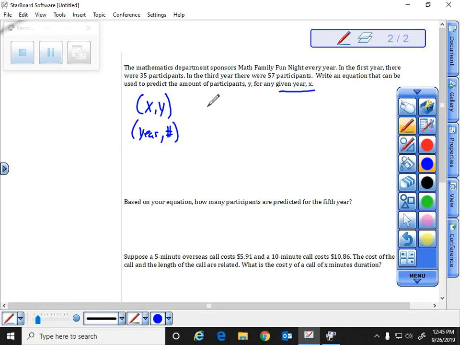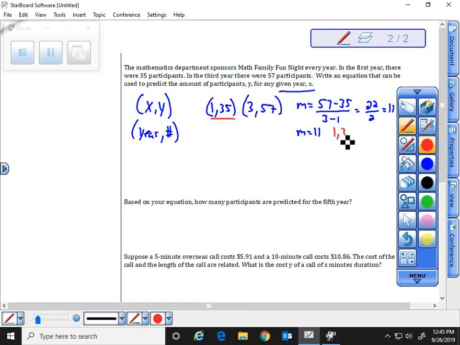So in the first year, that's going to be year 1, there was 35 participants. And in the third year, that's year 3, there were 57 participants. So that looks like our setup. We're going to solve for y. Let's get into y equals mx plus b, it looks like. That'll be our easiest method. So we've got to figure out the slope. So I'll take 57 minus 35 on top, and then 3 minus 1 on the bottom. Alright, so that's going to be 22 over 2, which is 11. So the slope equals 11, and I'm going to use (1, 35).